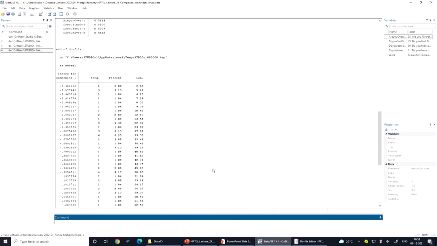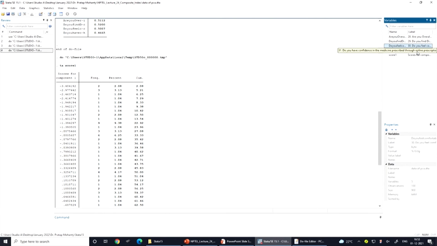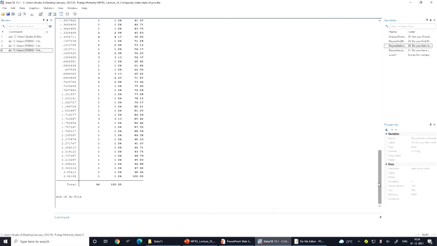I am just taking tab. Okay. Each of the variables is here as mentioned. You can just have a look. Do you have confidence in medicine prescribed through online prescription? Here it is: do you find digital healthcare services acceptable the way they are being placed? Are you overall satisfied with the quality of services being provided? Okay, so now we are calculating the scores after discussing all those things.